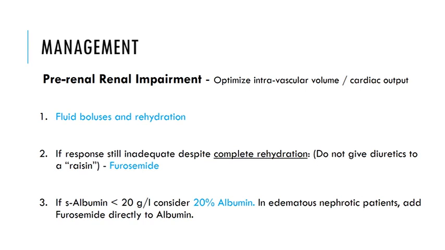If you've got them out of shock and their hydration is complete and you are still worried, then you may give Lasix, so furosemide, to these patients. But please don't give it to a patient who is still dehydrated. And if the patient has a low albumin, especially if it's less than 20, you can consider giving them 20% albumin. But if it's a nephrotic patient who's severely edematous, please make sure that you add your Lasix to that. So you can give your furosemide mixed in with your albumin.